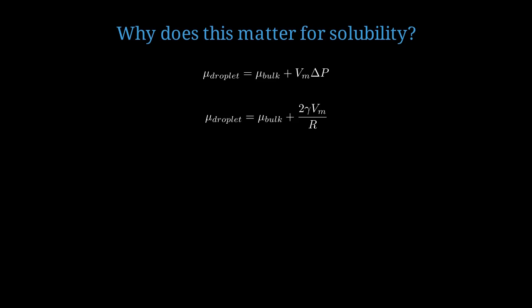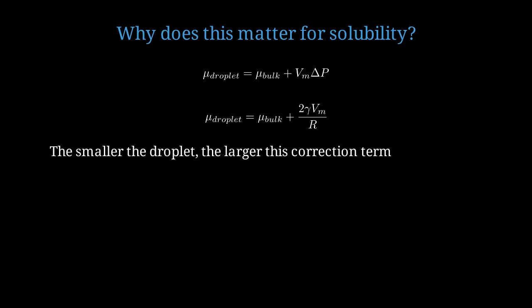You might be wondering, what does pressure have to do with solubility? The answer is that pressure affects chemical potential. The chemical potential inside the droplet equals the bulk chemical potential plus Vm times delta P. Here, Vm is the molar volume of the substance. Substituting our expression for Laplace pressure, we get mu droplet equals mu bulk plus 2 gamma Vm divided by r. Notice that this correction term has r in the denominator. As the droplet gets smaller, this term gets much larger. This is the heart of the paradox.